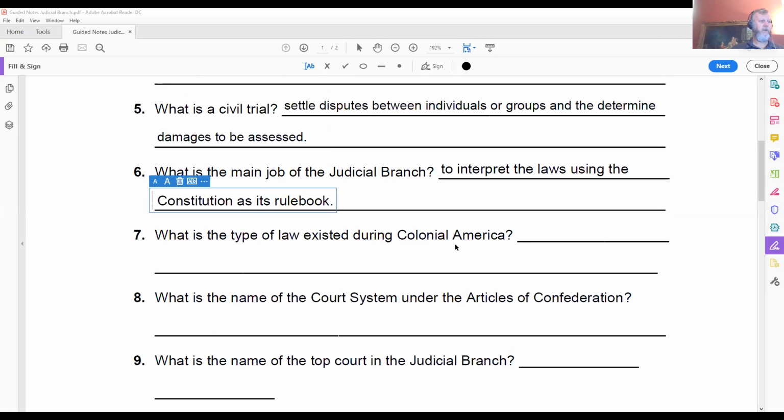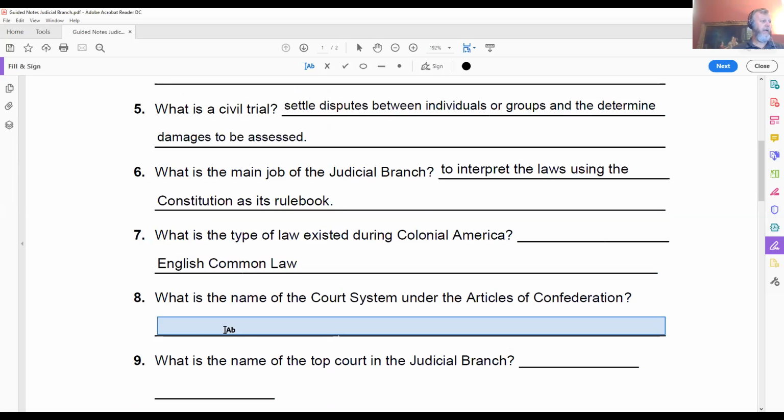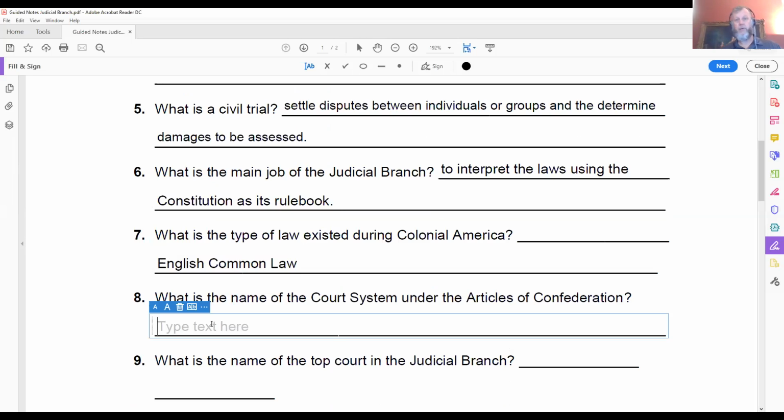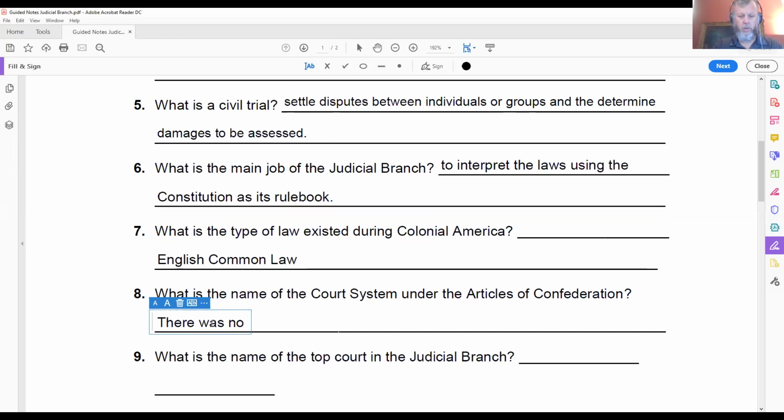What type of law existed during colonial America? I'm just going to jump down to this line, and we call it English common law. And then what was the name of the court system under the Articles of Confederation? Anybody? That's right. There was no court system. That's better. Of any kind. All right. Now that leads us to, what did the Constitution create? It created the Supreme Court.